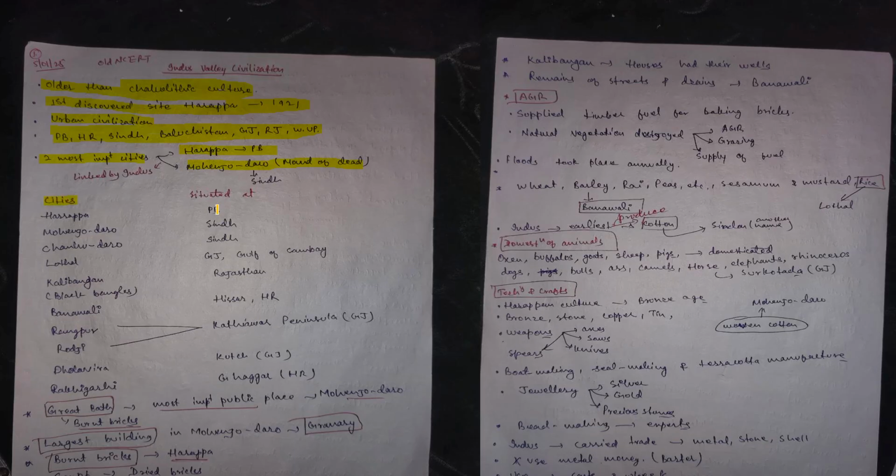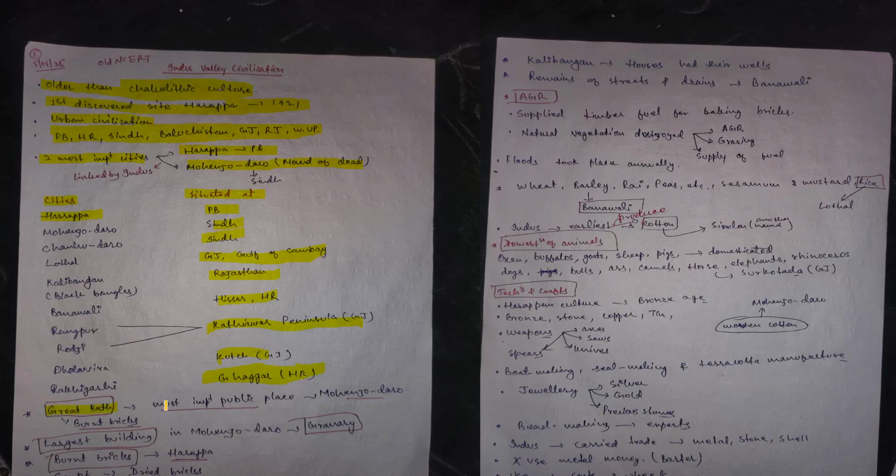Cities and where they are situated. Harappa is basically in Punjab, Mohenjo-daro in Sindh, Lothal in Gujarat, Kalibangan in Rajasthan, Banawali in Hisar, Haryana, Rangpur in Kathiawar Peninsula in Gujarat, Dholavira in Kutch, Rakhi Garhi in Ghaggar, Haryana.